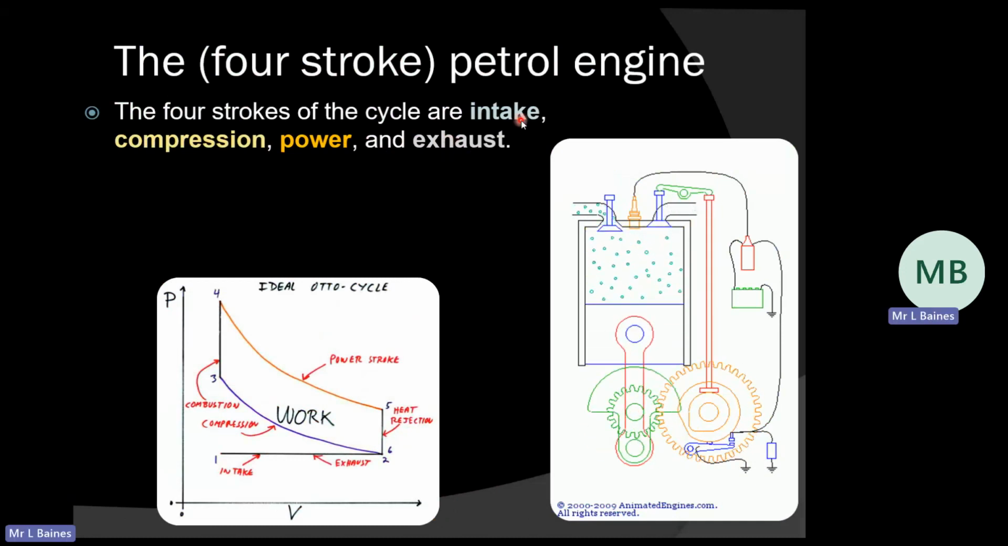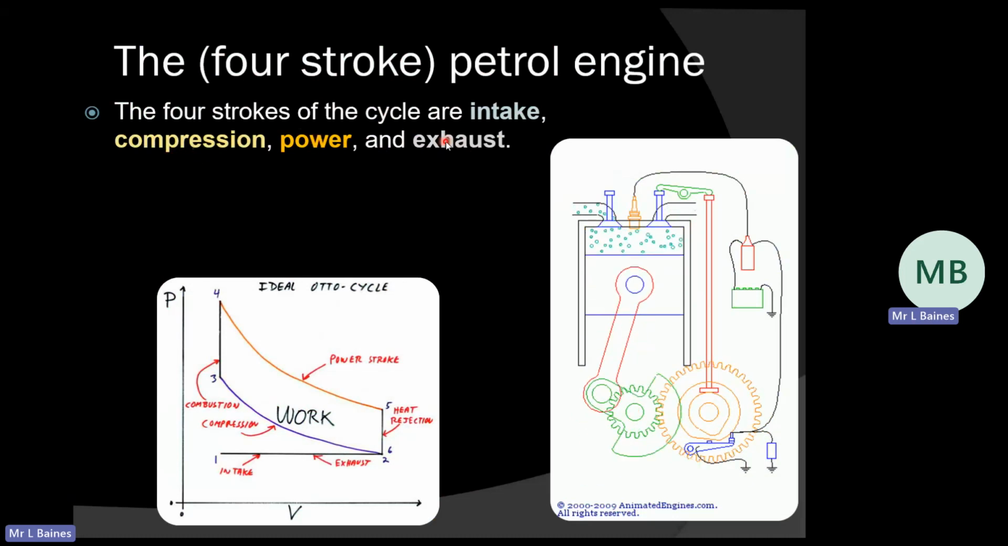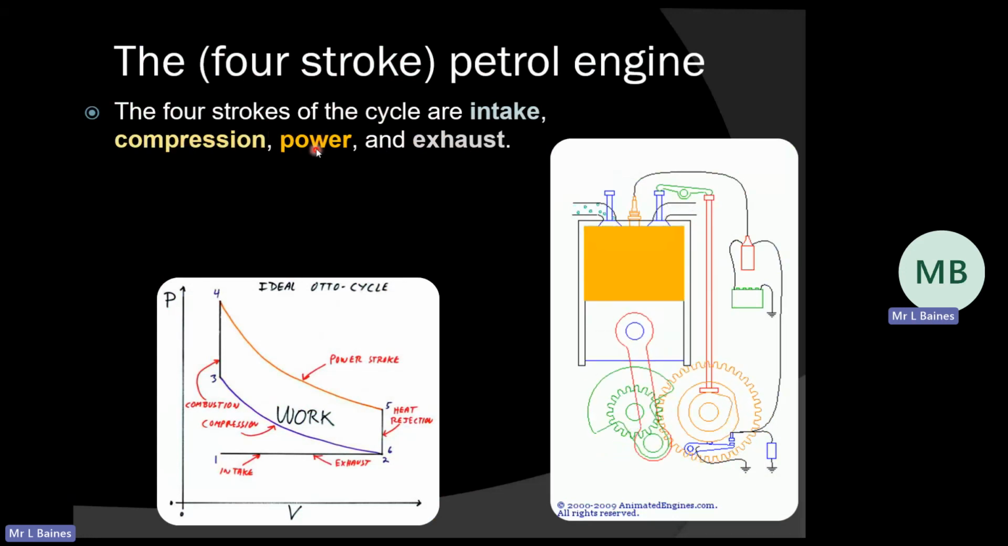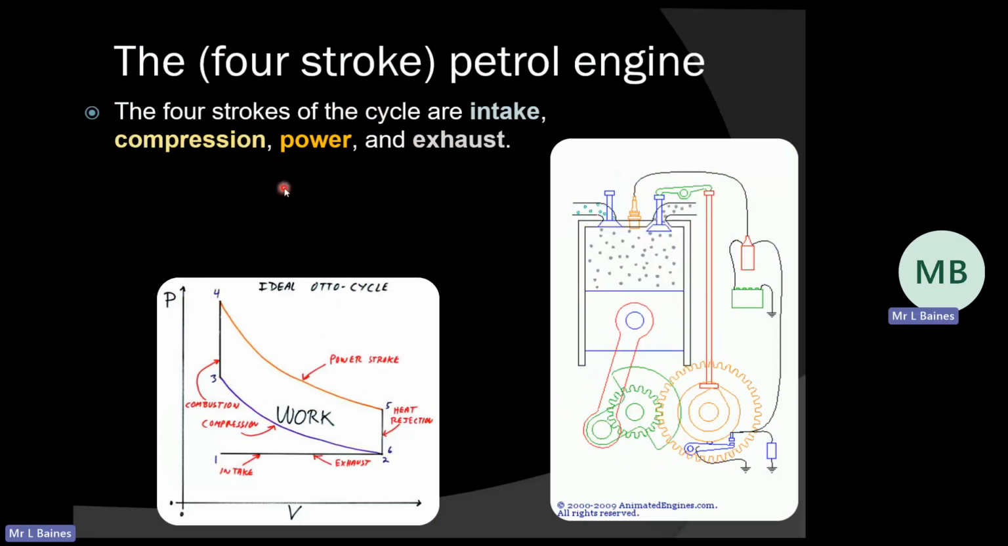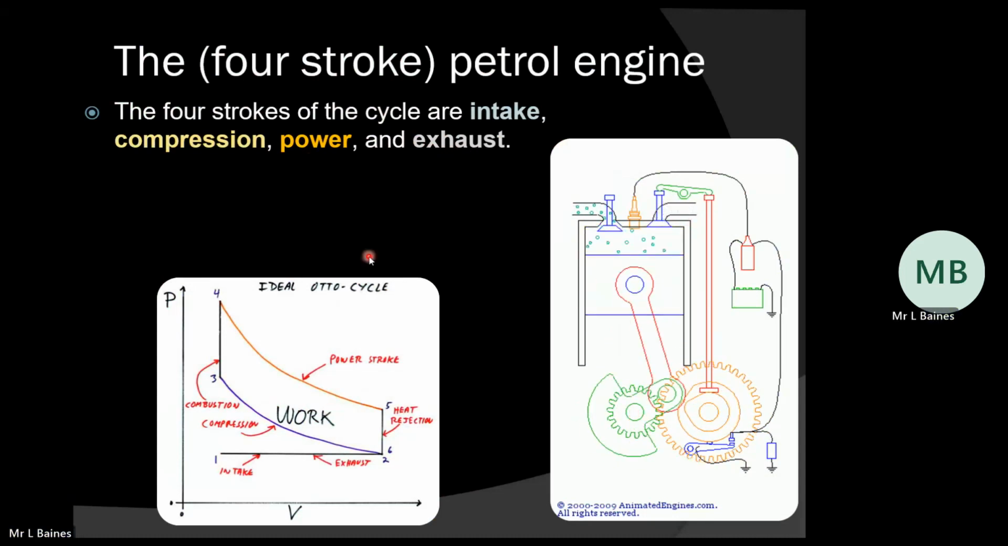There are 4 strokes of the cycle: intake, compression, power, and exhaust. When I was at university, they taught us this as suck, squeeze, bang, blow. Intake is drawing in an air fuel mixture. Compression is squeezing that into a small space, so you increase that pressure. Then you ignite it and you get your power stroke, where the piston is forced back down, and that's what keeps your engine running. That's what you're aiming to do. And exhaust is to get rid of all of the burnt gases to restart the process.